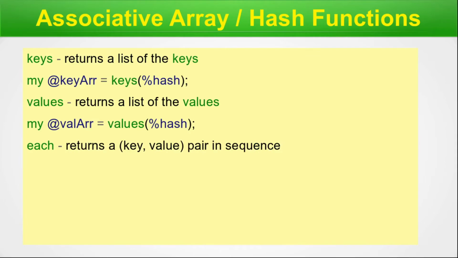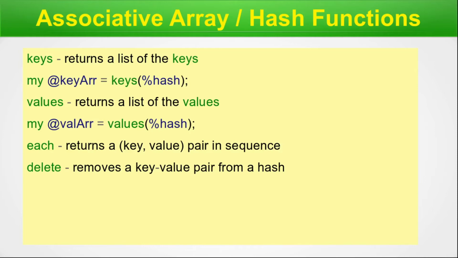Each returns a key value pair in sequence. So we have just seen that example. Delete removes a key value pair. Now we have created or added a hash key value pair, but this delete command, if we use it, will remove the key value pair. We have to operate like this: delete $hash, then within the curly brackets we put the key. Okay, so this will remove the key value pair from the hash.